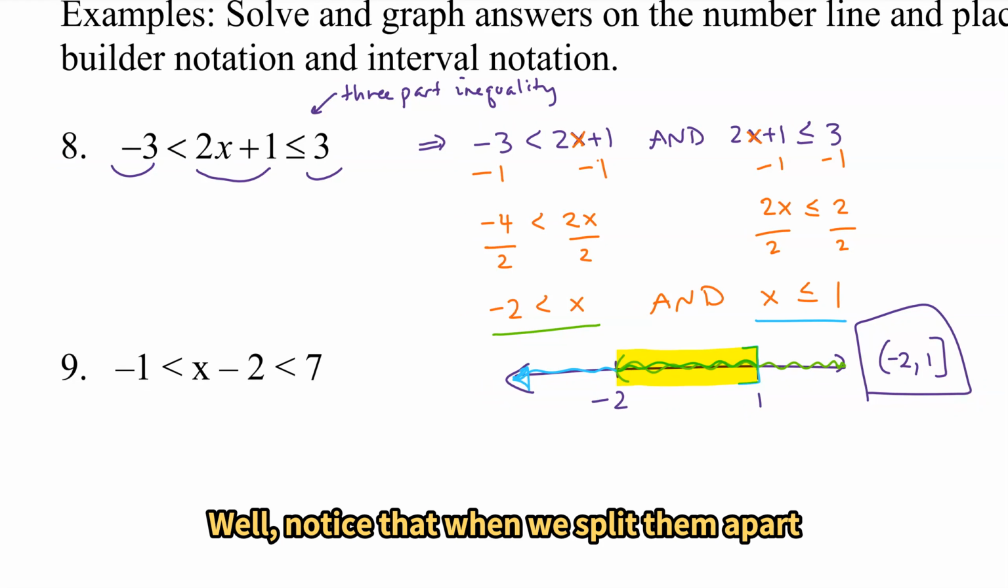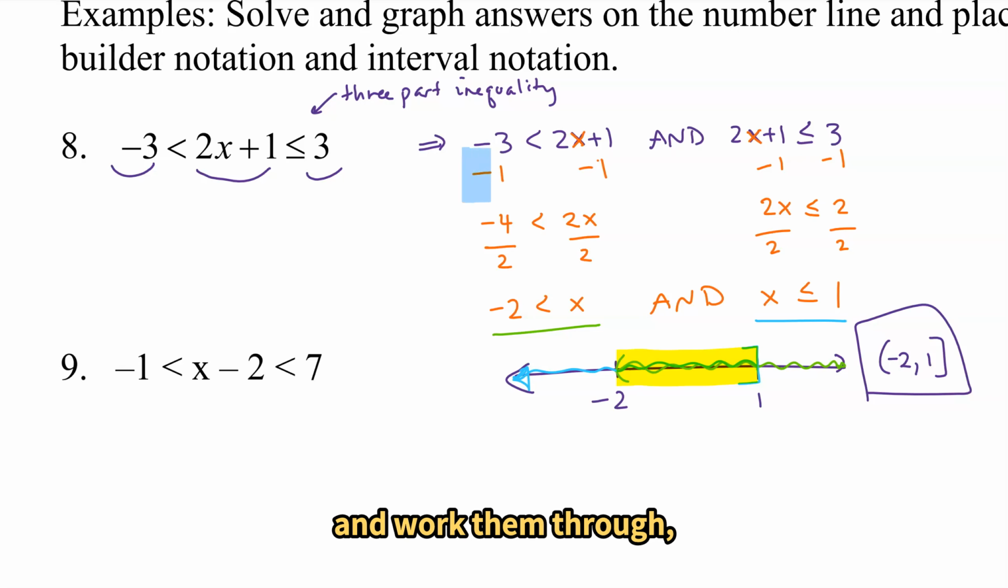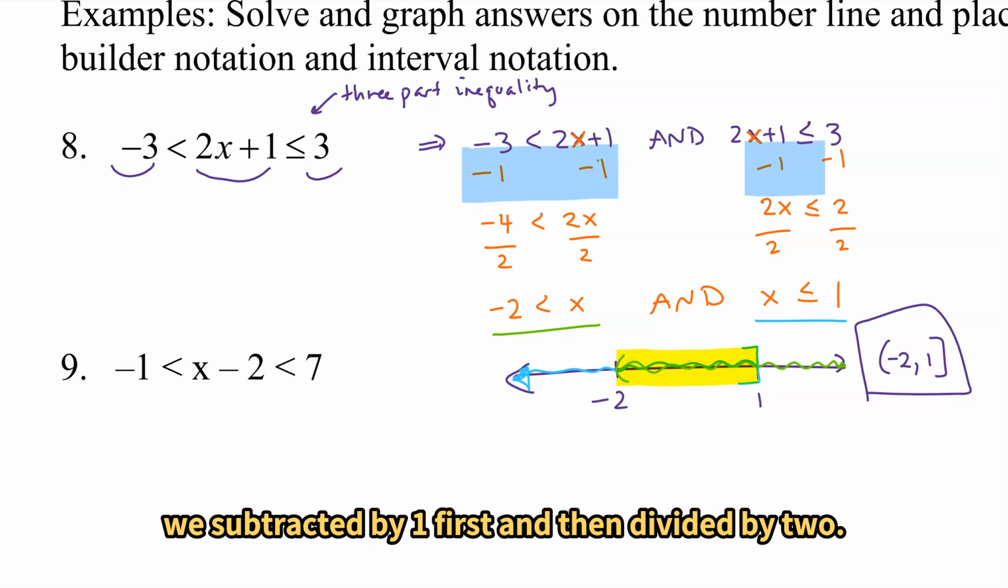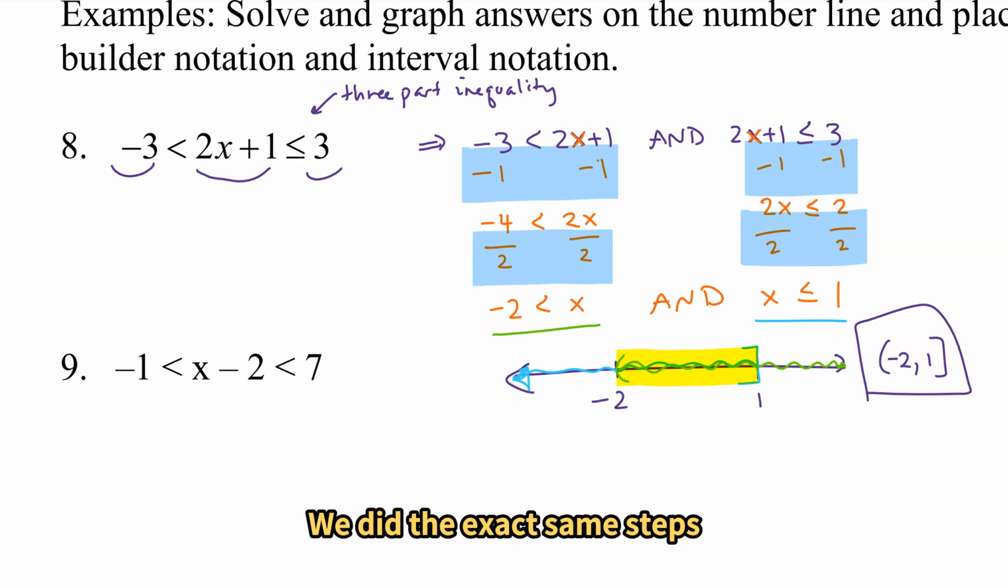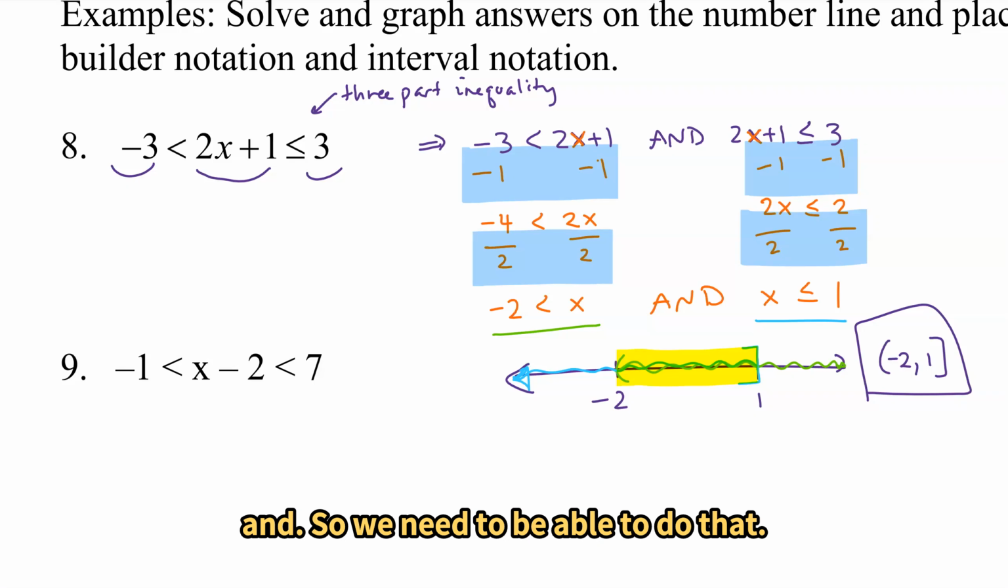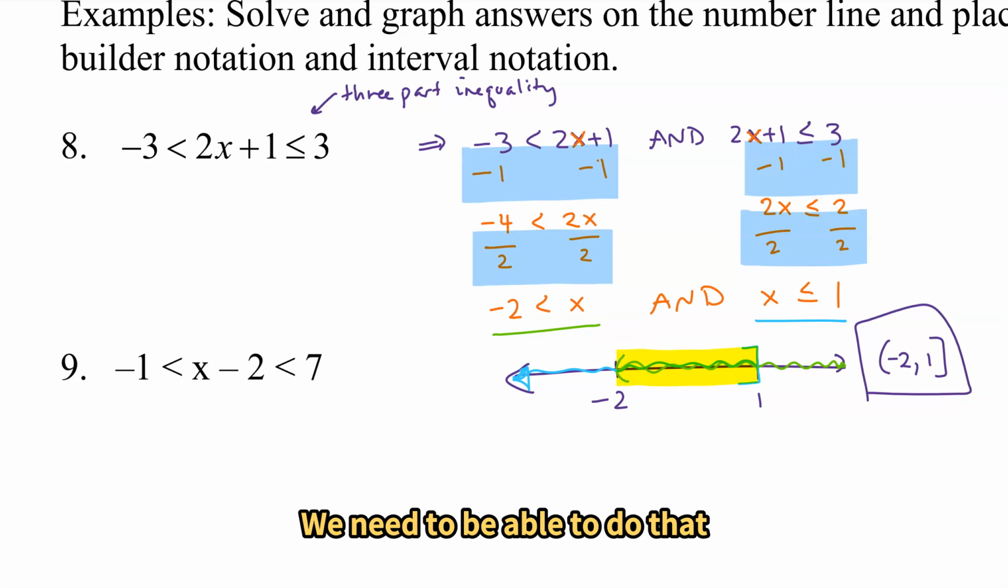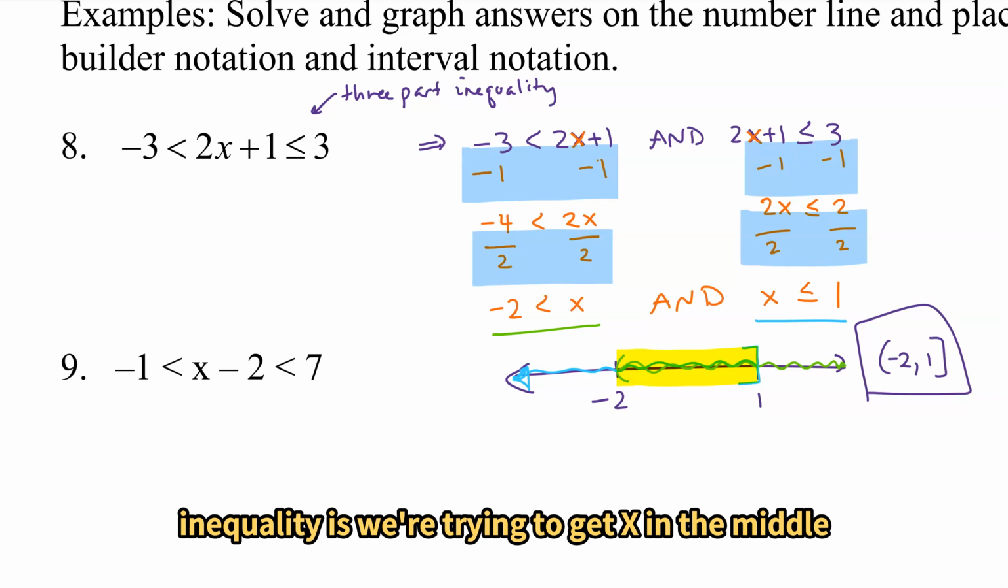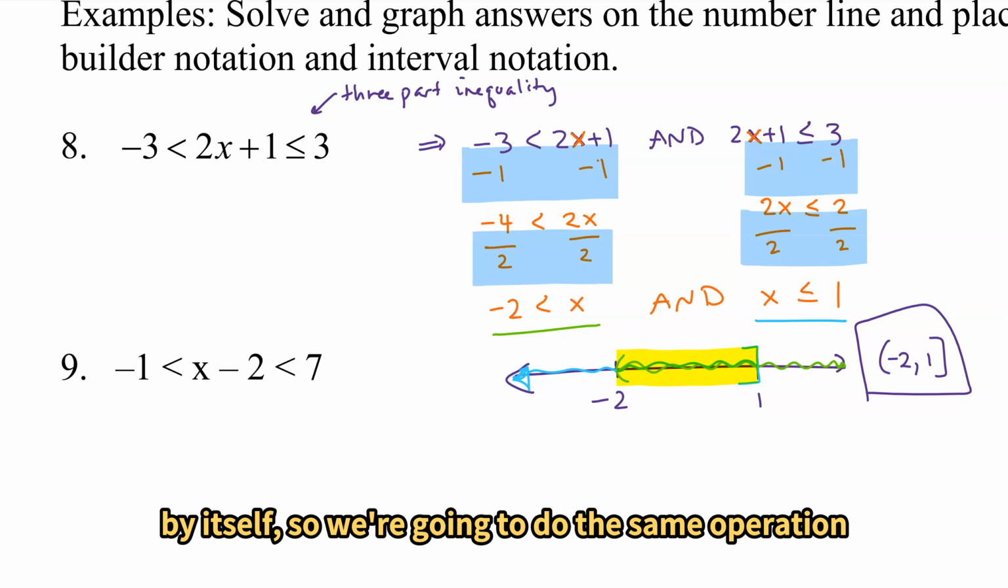Okay, well, how does that relate to the three-part inequality? Well, notice that when we split them apart and worked them through, we subtracted by 1 first, and then we divided by 2. We did the exact same steps for both of the inequalities in our compound inequality with and. So we need to be able to do that with our three-part inequality. The idea for a three-part inequality is whatever we're trying to get x in the middle by itself.